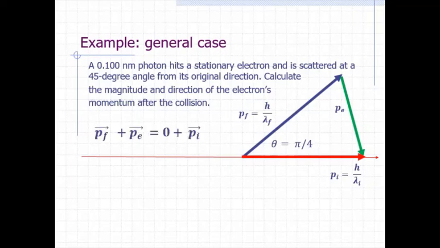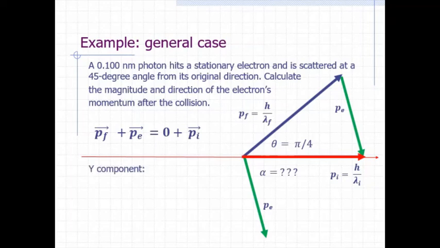The sum of the vectors after collision, p sub f and p sub e, must be equal to 0 plus p sub i. Note that the momentum of the electron before the collision is 0. Let's move vector p sub e so that the tails of all the vectors are superimposed. We can specify the direction of vector p sub e by stating the angle that this green arrow makes with the x-axis. Let's call this angle alpha.